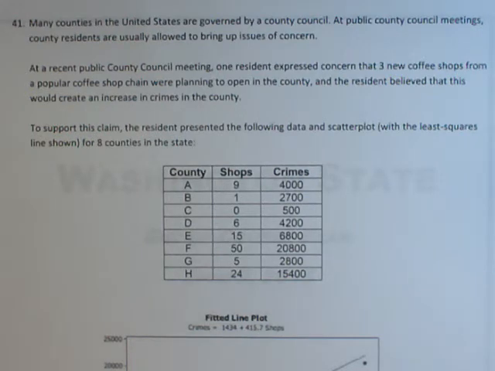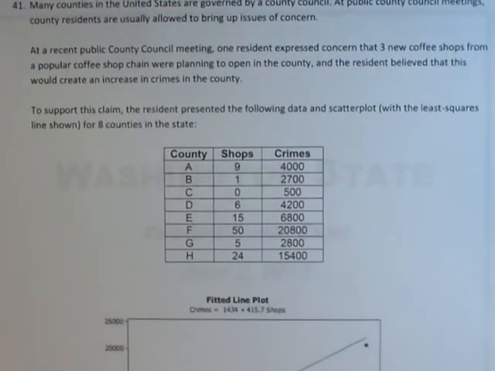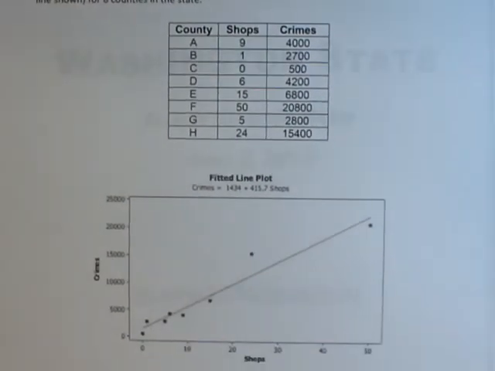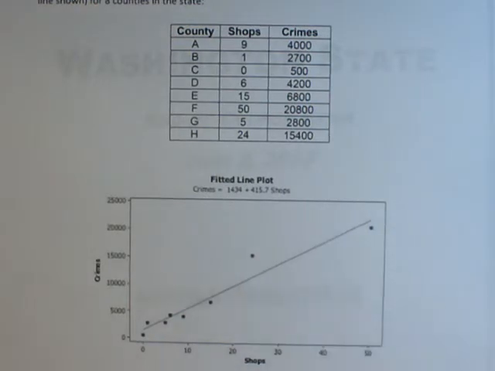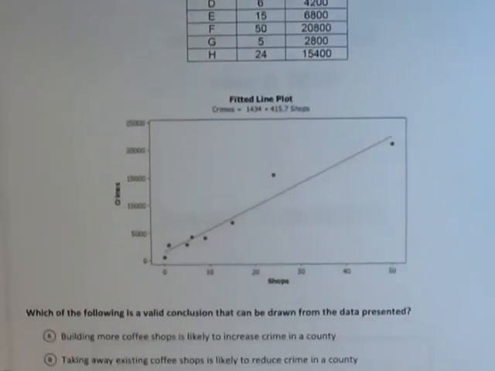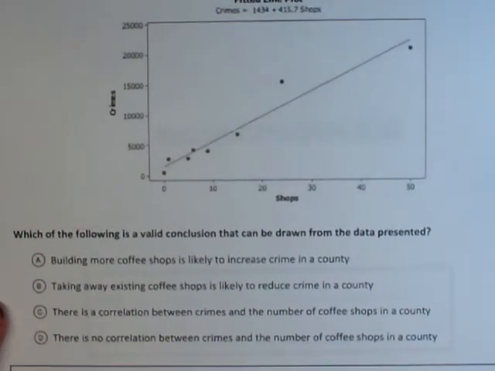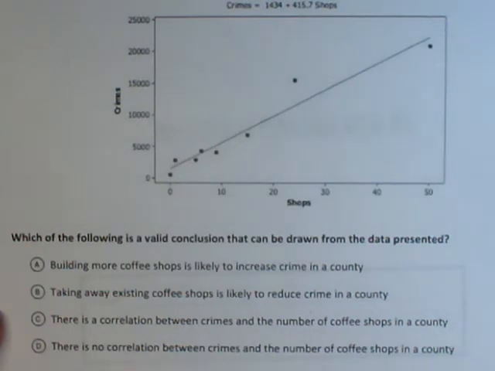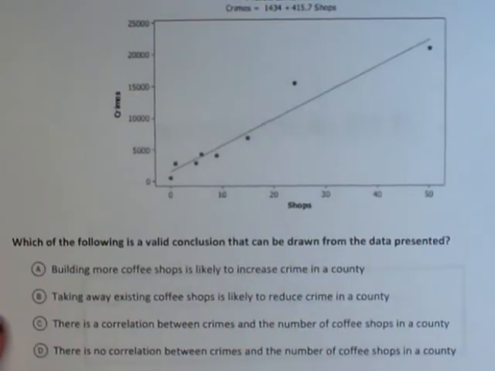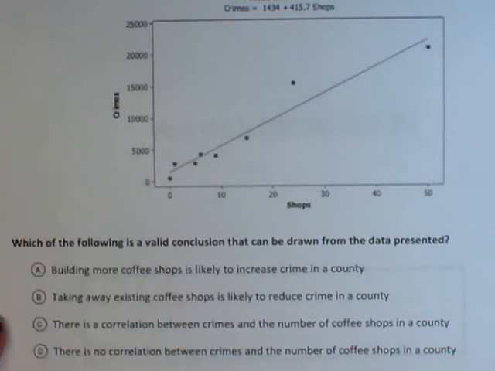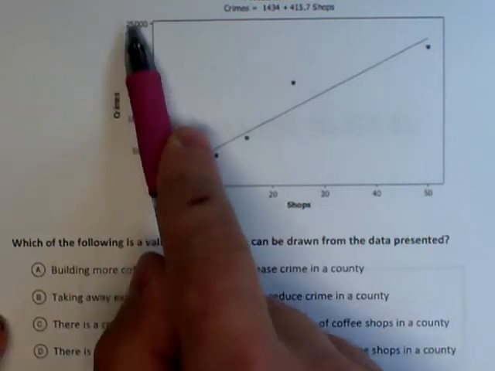crimes in the county. To support this claim, the resident presented the following data and scatter plot, with a least squares line shown for 8 counties in the state. Okay, so here's the data, and they give us a graph, and there's a best fit line on the graph, showing that pretty clearly you can see a pretty clear correlation between the number of shops and the number of crimes in a county. That the more shops there are, the more crimes there are.